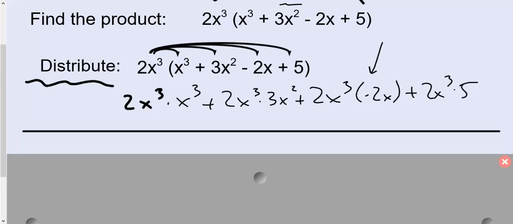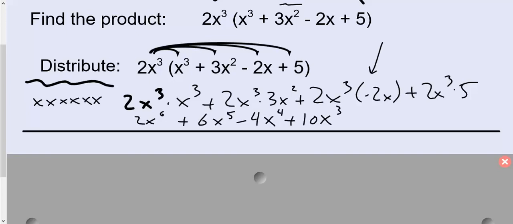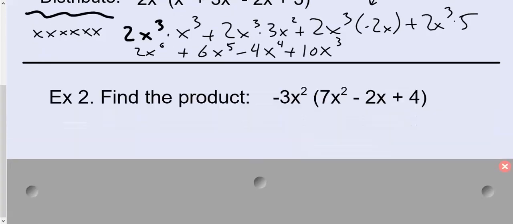Alright, so 2x cubed times x cubed is 2x to the 6th power. X cubed is x times x times x, and another x cubed is x times x times x. Notice how it's not x to the 9th. 2 times 3 is 6. X to the 3rd times x to the 2nd is x to the 5th. Here I'm going to write a negative because negative 2x times 2x cubed is negative 4x to the 4th power, and then plus 10x to the 3rd. And that's an example of a monomial times a polynomial.